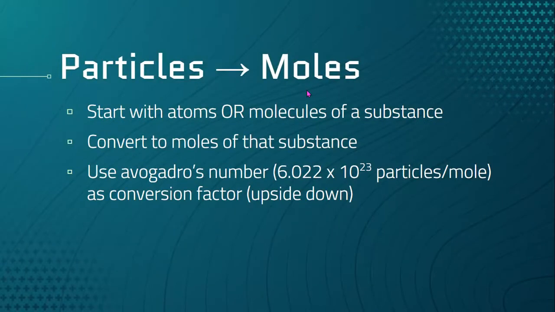The next section is going from particles to moles, which is the last calculation, but backwards. So now we're going to start with either atoms or molecules of a substance and convert it into moles of that substance. We are going to again use Avogadro's number, which is 6.022 times 10 to the 23rd particles per mole as a conversion factor, but this time we are going to flip it so that it's upside down as compared to how we used it in the last part.